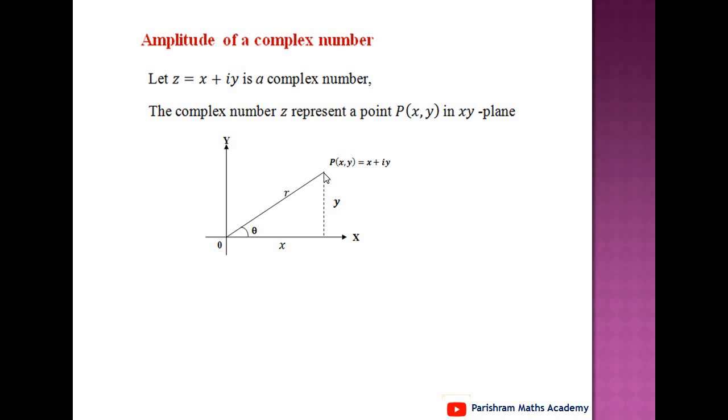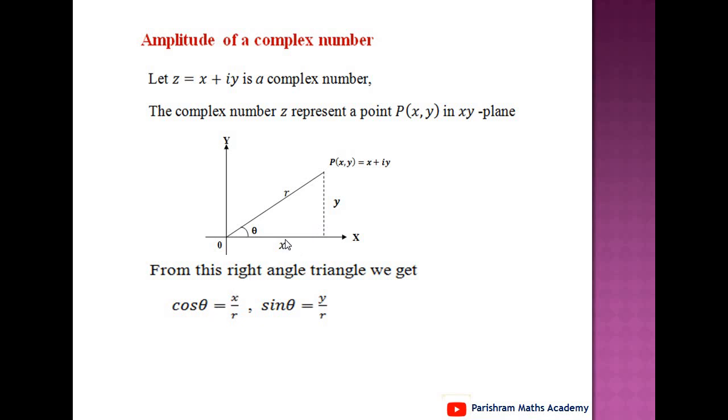From point P, you can draw a line perpendicular to the x-axis. We get this right angle triangle. Suppose this angle is theta. It means line OP makes an angle theta with the x-axis, and suppose distance OP is r. And therefore, from this right angle triangle, we get the value of sin theta.